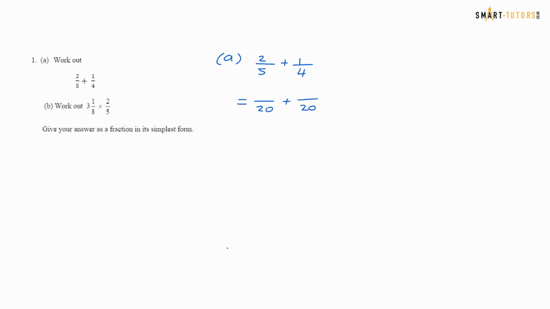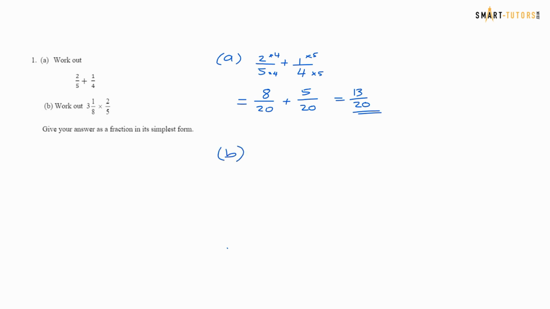To get the 20, you times this by 4, so the top also needs to be times by 4. So 4 times 2 is 8. This one needs to be times by 5 and this one also times by 5, so 5. So 8 plus 5, 13/20. That is the answer for the A part.